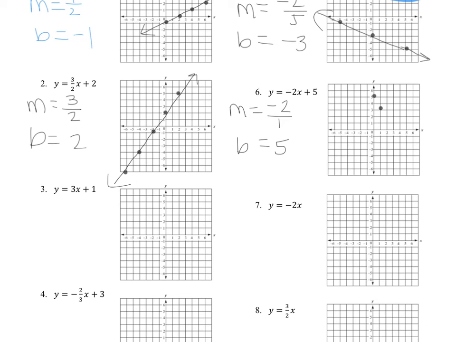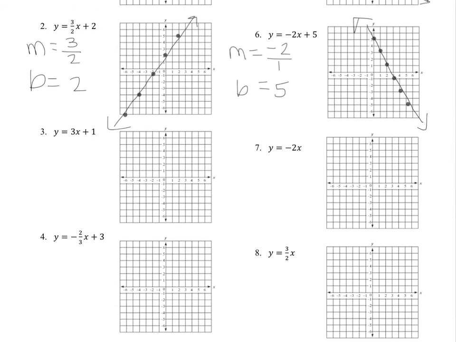And then I'm going to go from there down 2 more to the right 1. I'm going to plot another point. And then I'm going to go down 2 more to the right 1, plot a point, and keep going. And I'm going to connect my dots the best that I can. Usually you need at least 3 points. I always say it's pretty good to go through as many points as possible, just so you have them all on there.